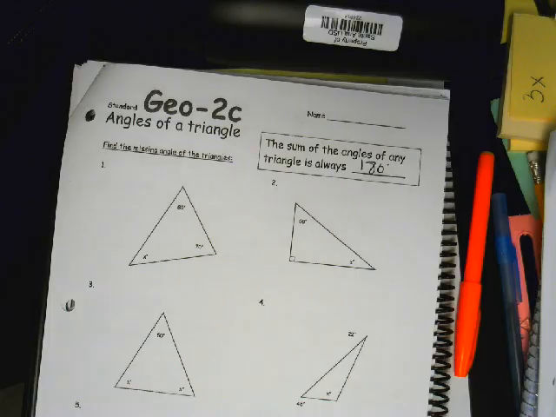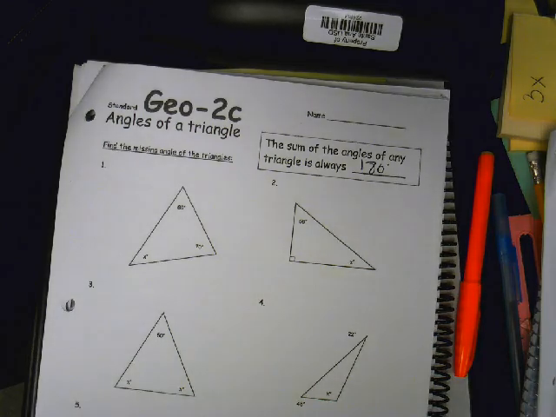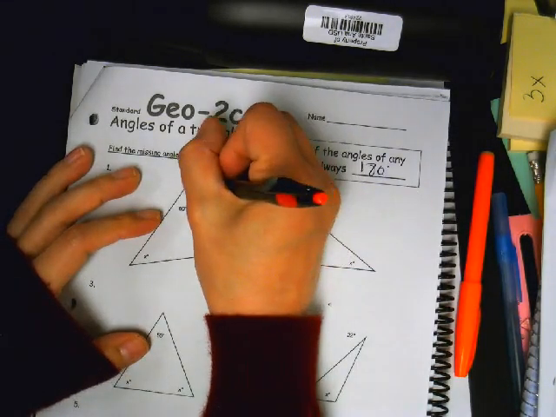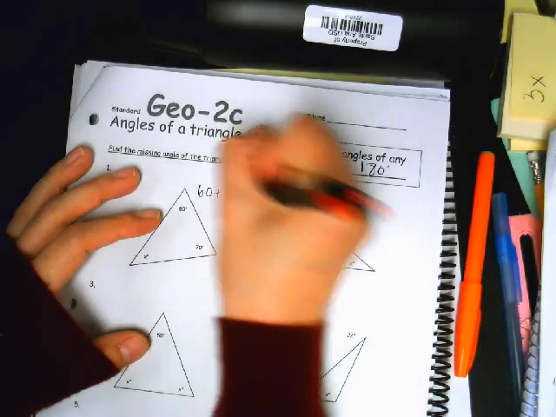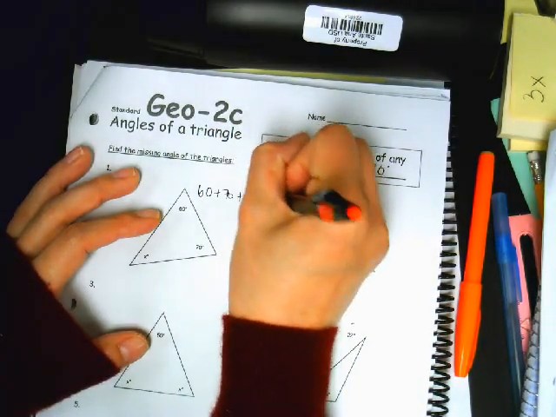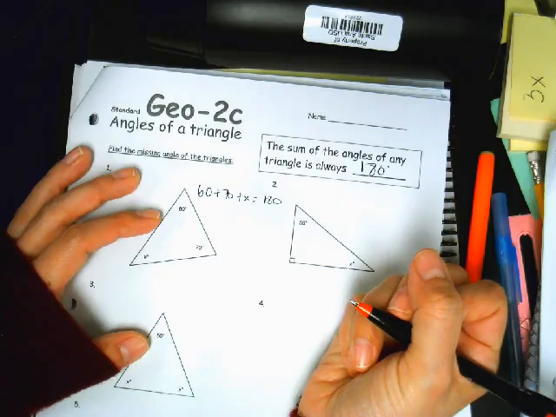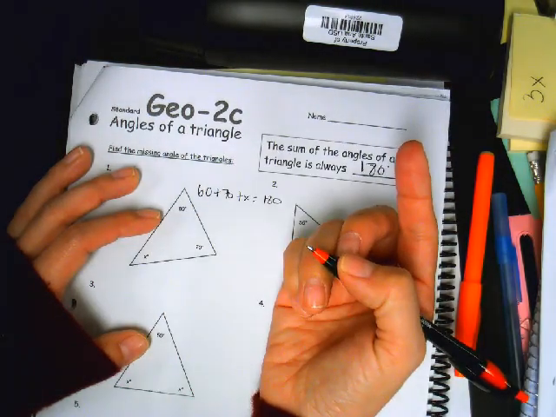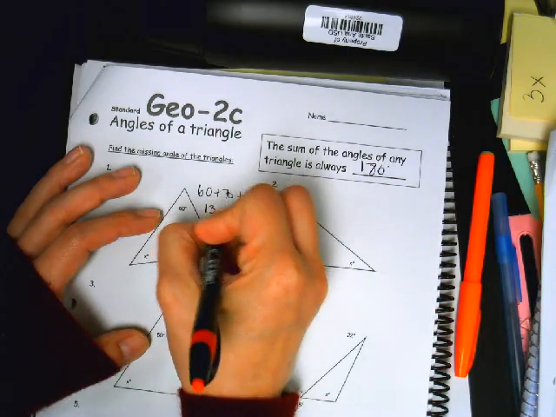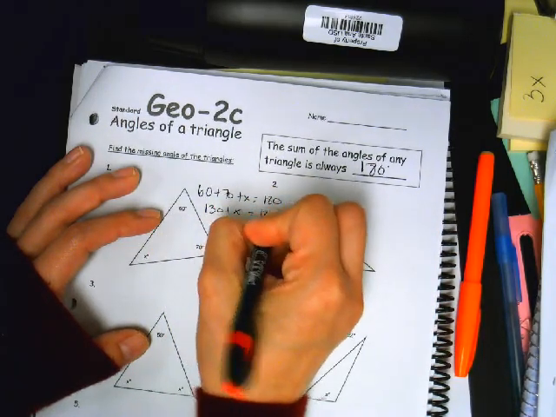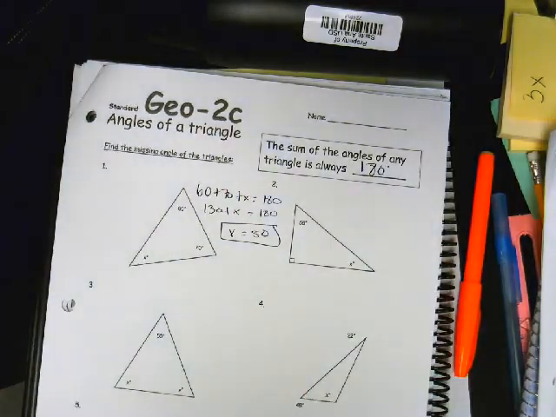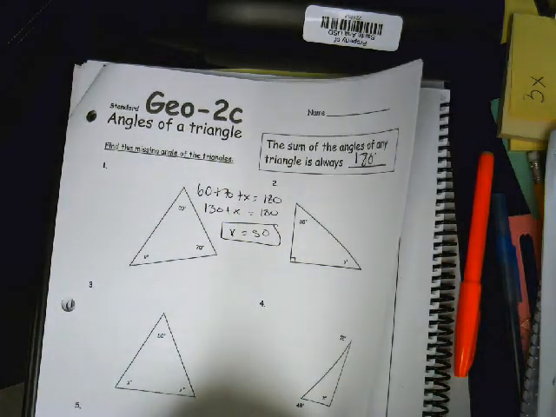So the sum of the angles of any triangle is always 180. So if I have 60 plus 70 plus x, it has to equal 180. It is a triangle. So this is 130, right? It will equal 50. Oh, I got that right. These are pretty easy.